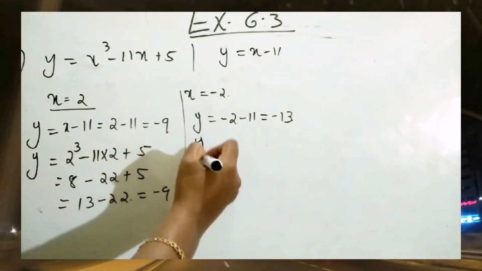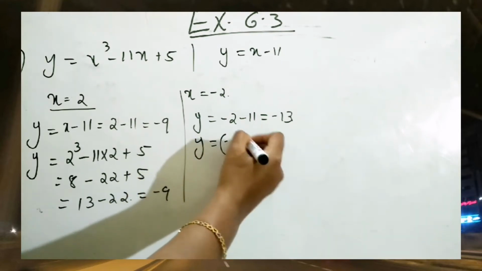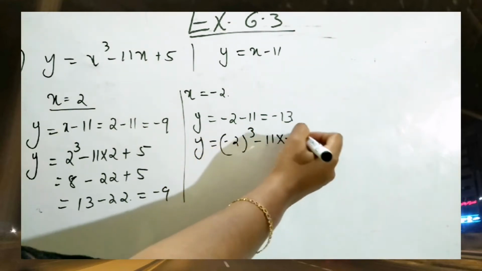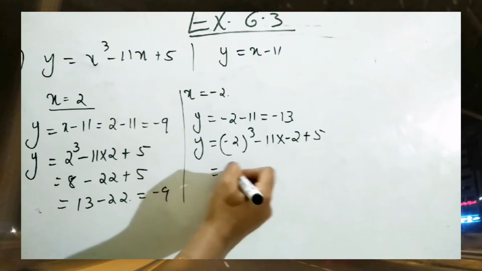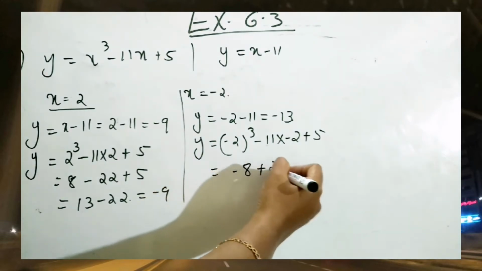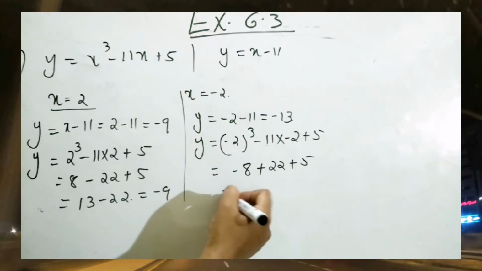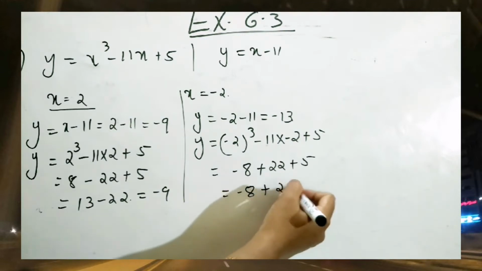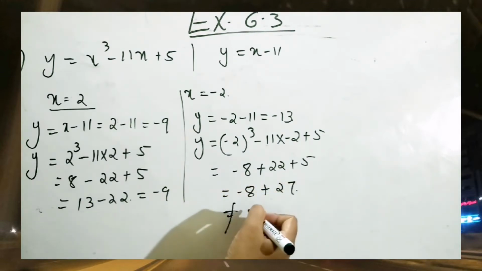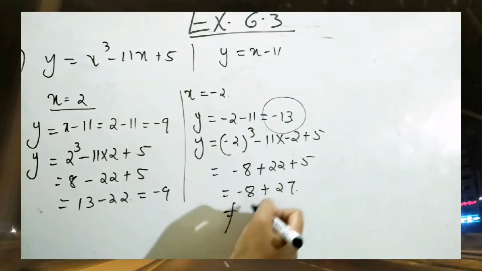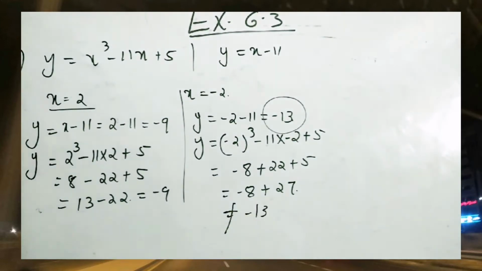And what about the second case? Y is equal to minus 2 all cube minus 11 into minus 2 plus 5. And this is minus 8 plus 22 plus 5, that is equal to minus 8 plus 27. Anyway, this is not equal to minus 13.